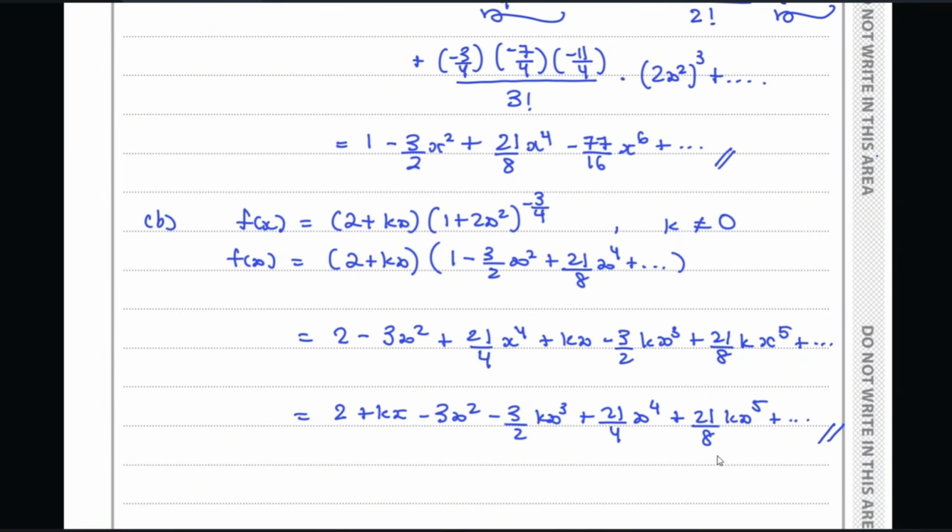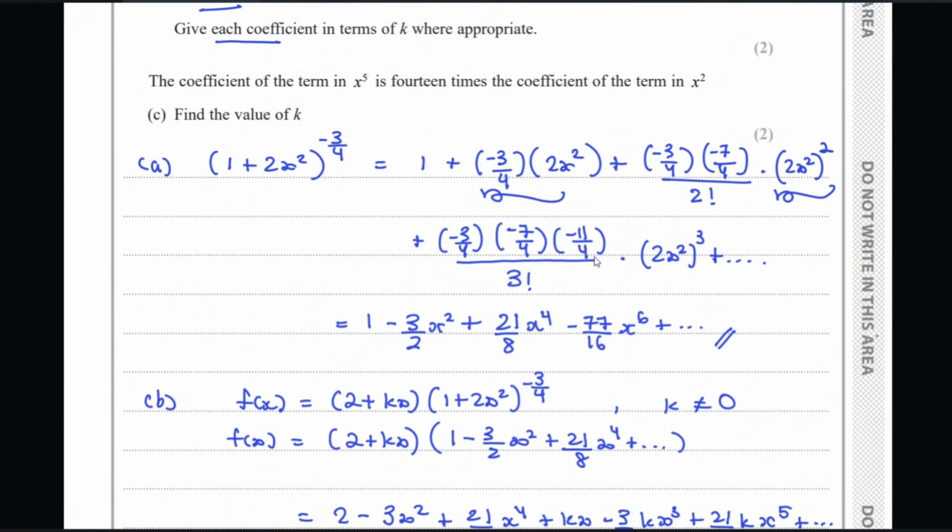How many terms do we have? 1, 2, 3, 4, 5, 6. We had 1, 2, 3, 4, 5, 6. So no mistakes made. That's the final answer for B. Let's look at C. So question C, what does it say? It says the coefficient of the term in x to the power 5 is 14 times the coefficient of the term in x squared.